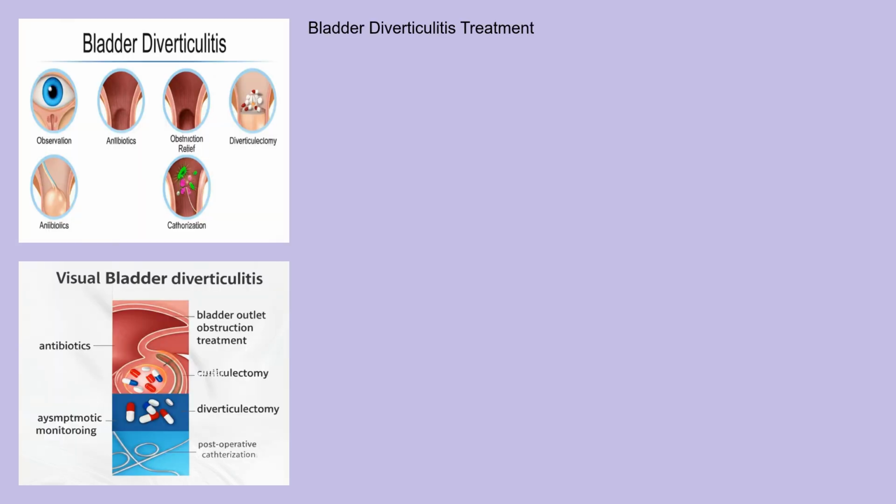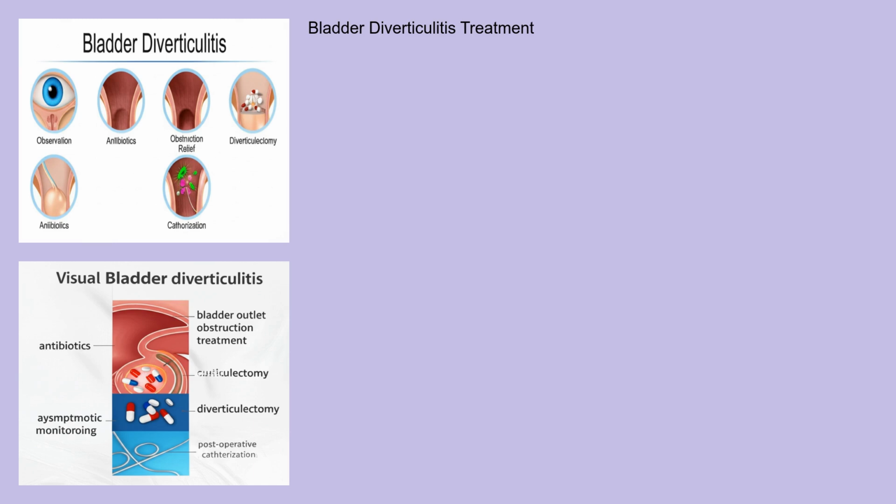Treatment for bladder diverticulitis depends on the severity of symptoms and the underlying cause. Asymptomatic diverticula may not require any treatment, just observation. If there's an infection, antibiotics are the first line of defense. Treating the underlying cause of bladder outlet obstruction is essential. In men with BPH, medications like alpha blockers or 5-alpha reductase inhibitors can help relax the prostate and improve urine flow. In some cases, surgery to remove the prostate tissue may be necessary.